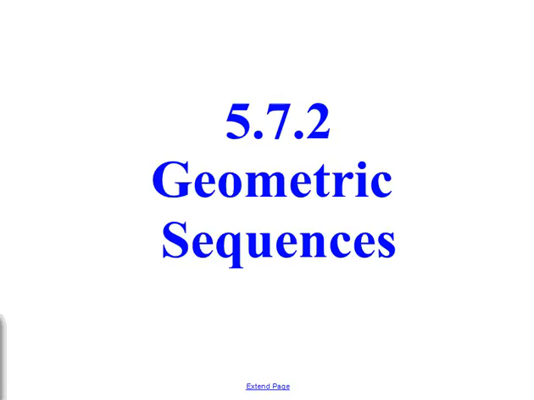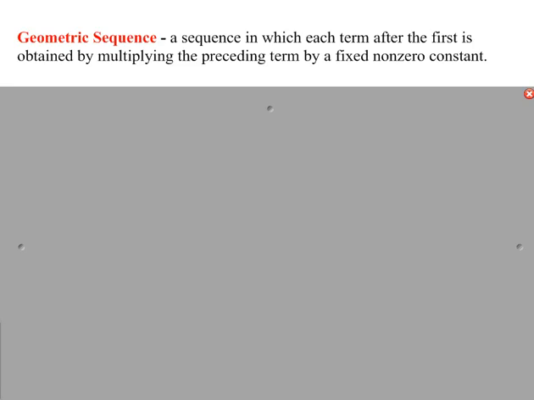This is section 5.7.2, geometric sequences. We're going to start with the definition of a geometric sequence. It is a sequence in which each term after the first is obtained by multiplying the preceding term by a fixed non-zero constant.